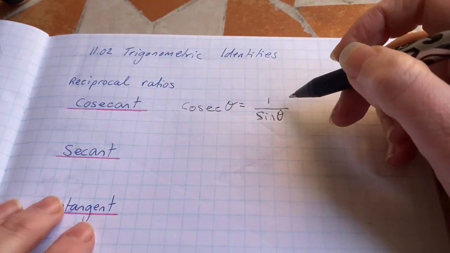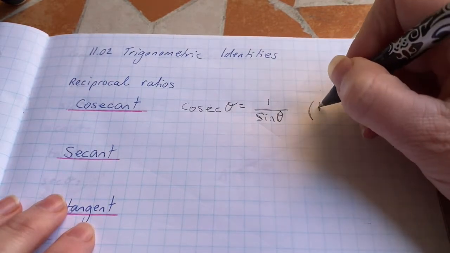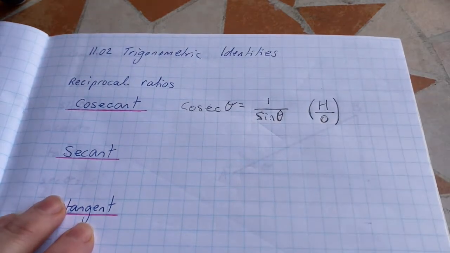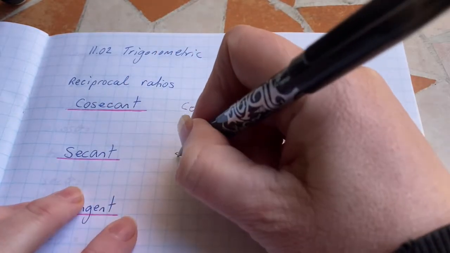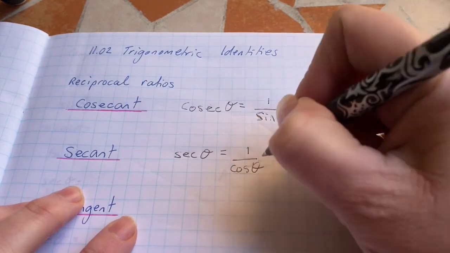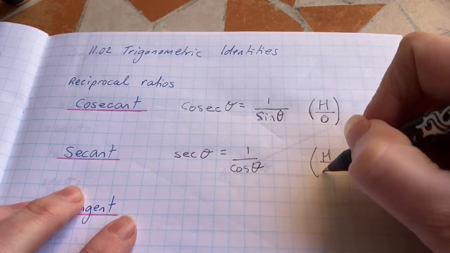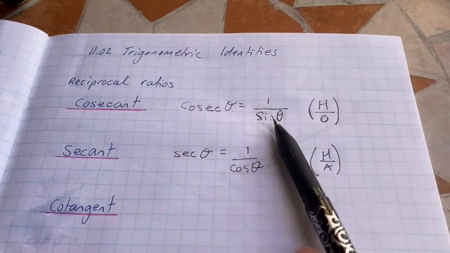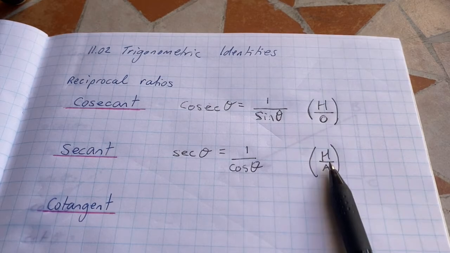So where sine is the opposite over the hypotenuse, this is going to be the hypotenuse over the opposite. It's been flipped upside down. Secant is 1 over cos. So we say sec theta equals 1 over cos theta. So cos theta is adjacent over hypotenuse, so that's going to be hypotenuse over adjacent. I don't tend to use these. I tend to just work out what cos is and then flip it. So I don't memorize those.